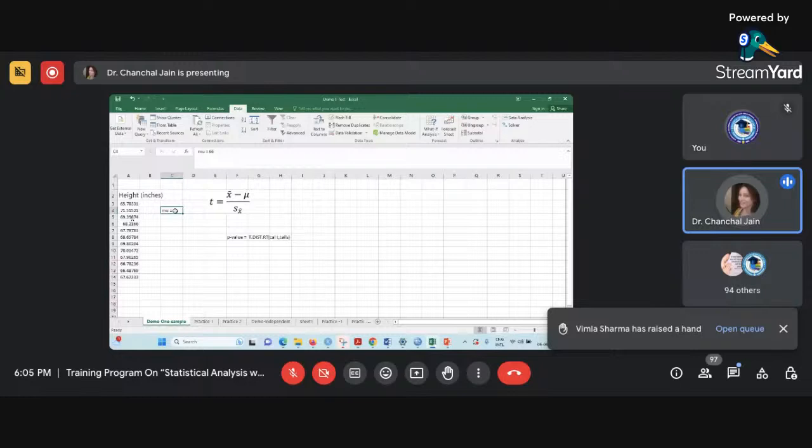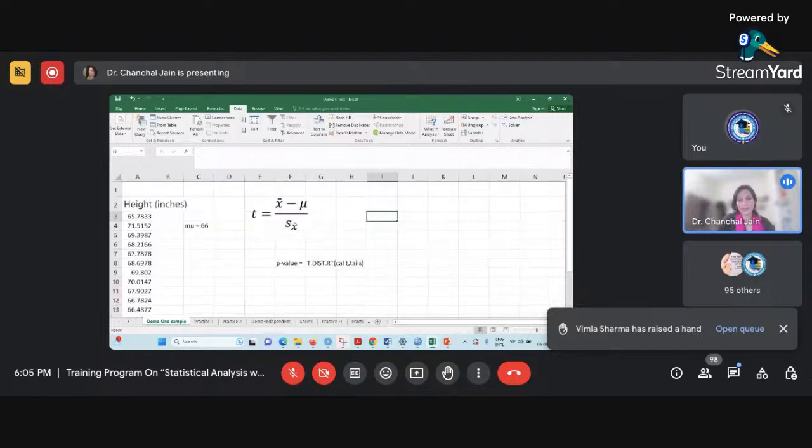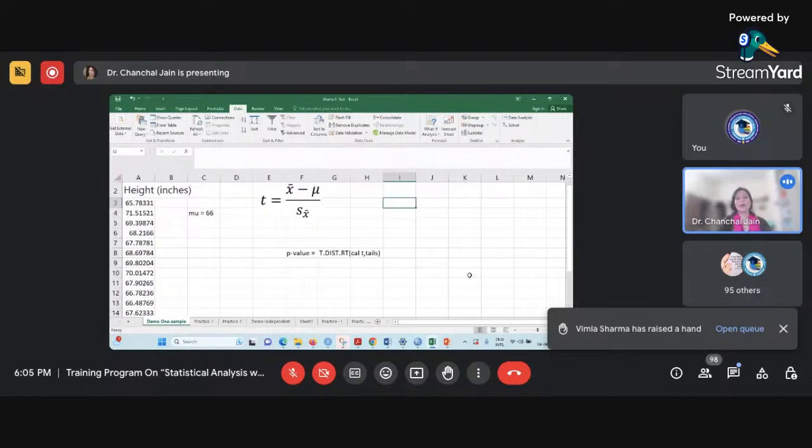Okay, ma'am. Yes. So you need to get clarity on this particular point: whatever your population is, you need to have an idea about that particular population mean if you want to apply the one sample t-test. Okay, fine. So it's a kind of standard for that particular population.